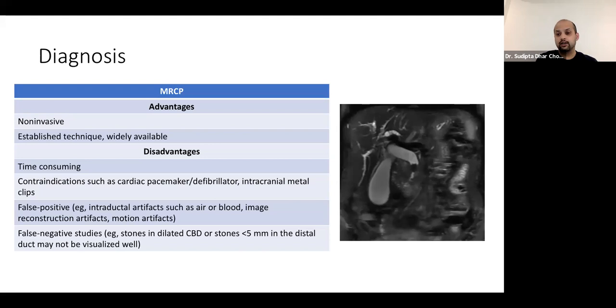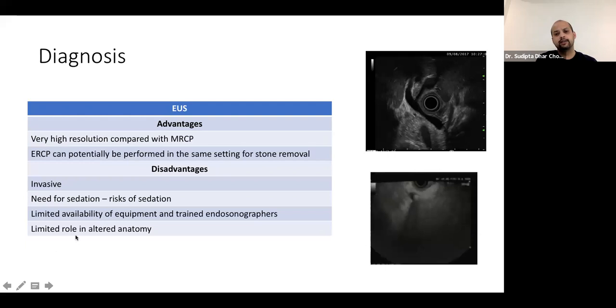False negative tests can also occur, especially when there is a very largely dilated bile duct or a small stone in the distal portion of the bile duct. And it is in this distal segment of the bile duct that EUS scores much higher than MRCP, because with EUS the resolution is much higher. Another advantage of EUS is that ERCP can potentially be performed almost at the same setting. But of course, it is an invasive test.